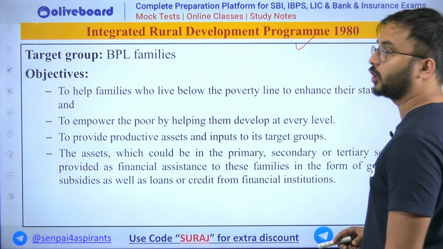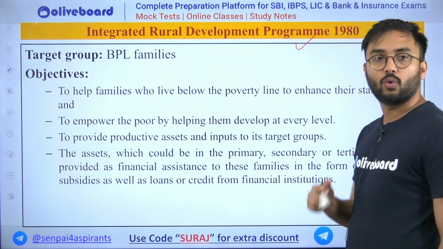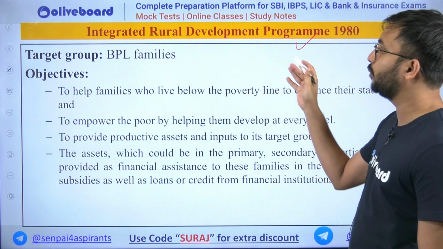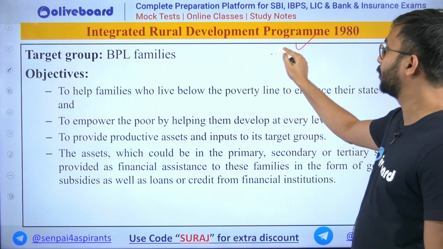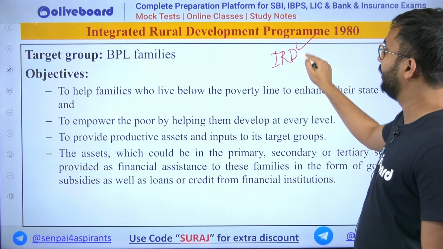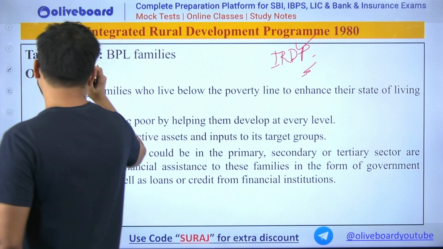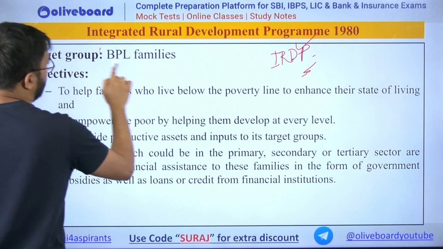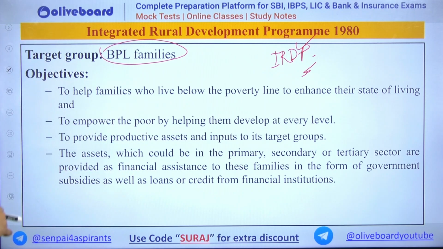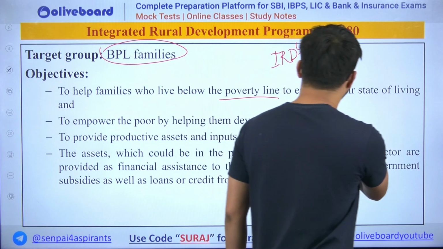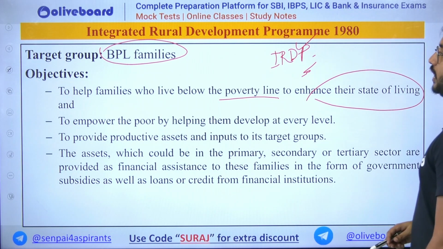Integrated Rural Development Program, 1980. So we saw the Intensive Agricultural District Program. Similarly, now we will be looking at the Integrated Rural Development Program, IRDP. Now this is also very, very important. This particularly was done for a targeted group which was under the poverty line. So below poverty line families were covered under this, to help them so that we can enhance their standard of living.